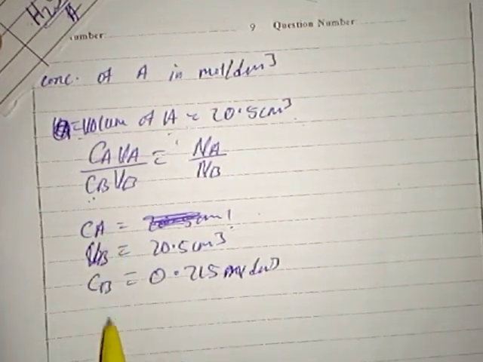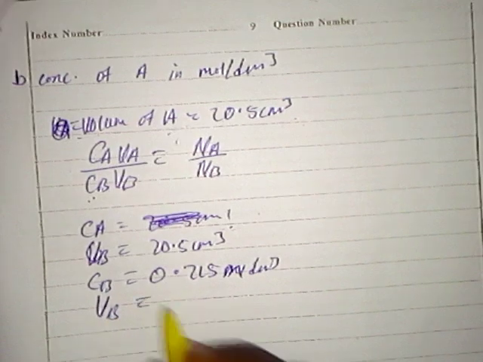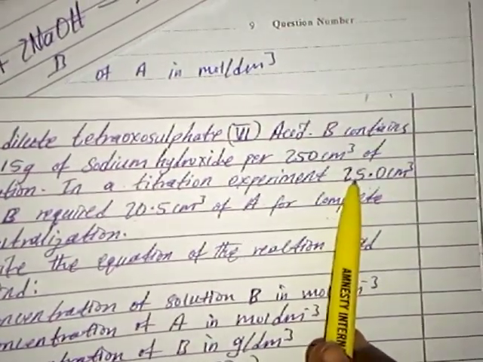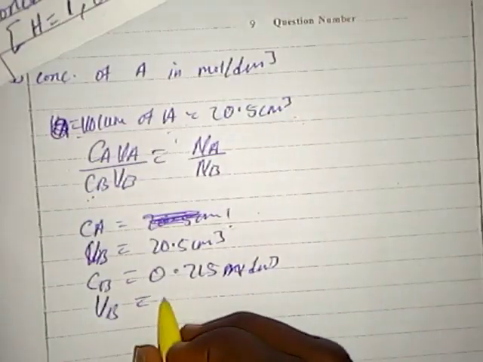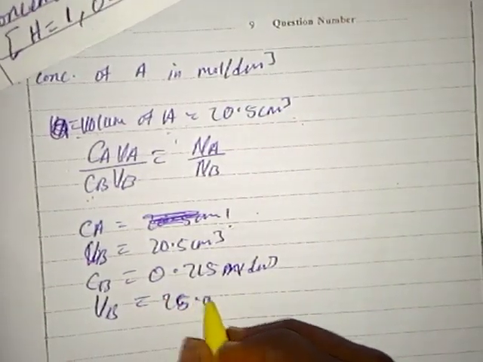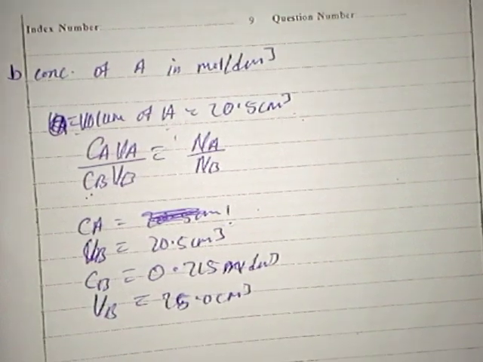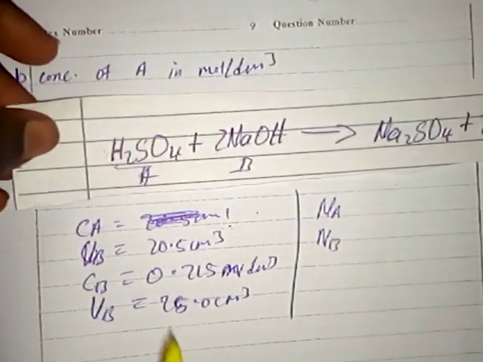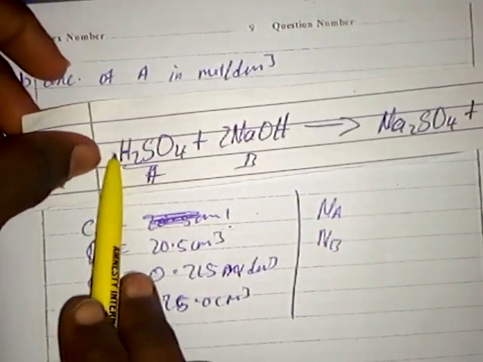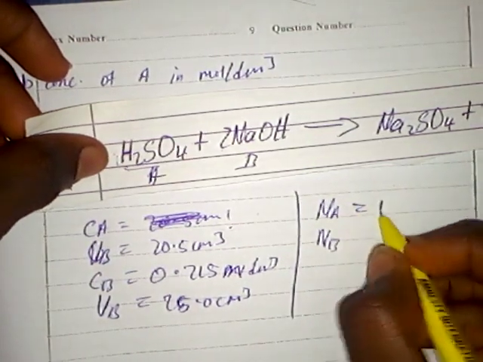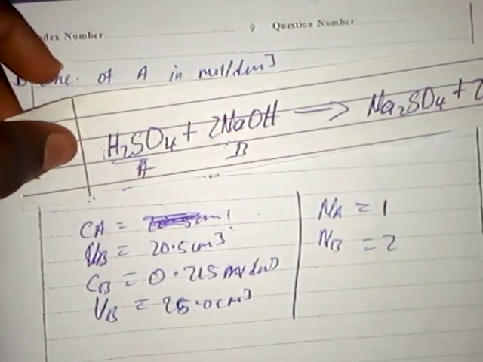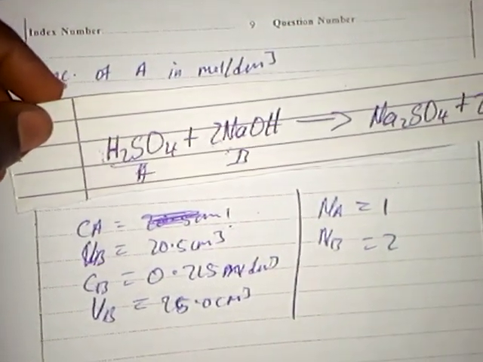Now volume of B. What is the volume of B? It is the volume we used in the titration. Just read the question. It's 25.0 centimeters cube. Now, based on the chemical formula, we are going to find Na and Nb. It's the molar ratio. The number behind the acid, which is A, is 1. The number behind the base is 2. You see it?